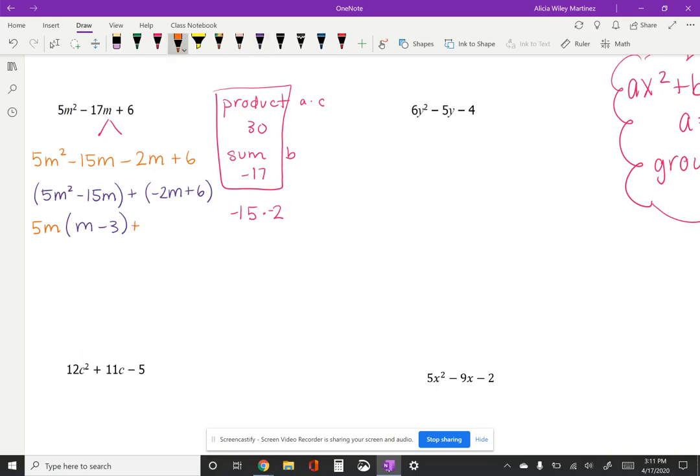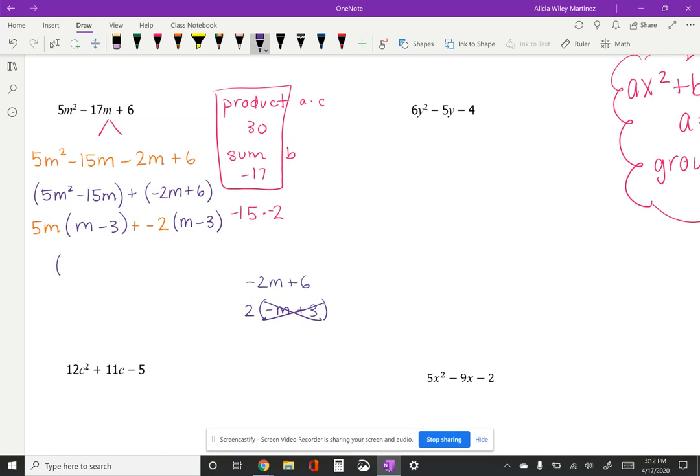Looking for the GCF of the second group. It does have a GCF of 2, but since the first term is negative, we need to take out a negative. Anytime the first term is negative, that means the GCF is negative. So I'm going to take out a negative 2, and you get m minus 3. If you would have taken out a positive 2 from negative 2m plus 6, you would have gotten negative m plus 3, which is not the same as what I got there. So just be careful with that.